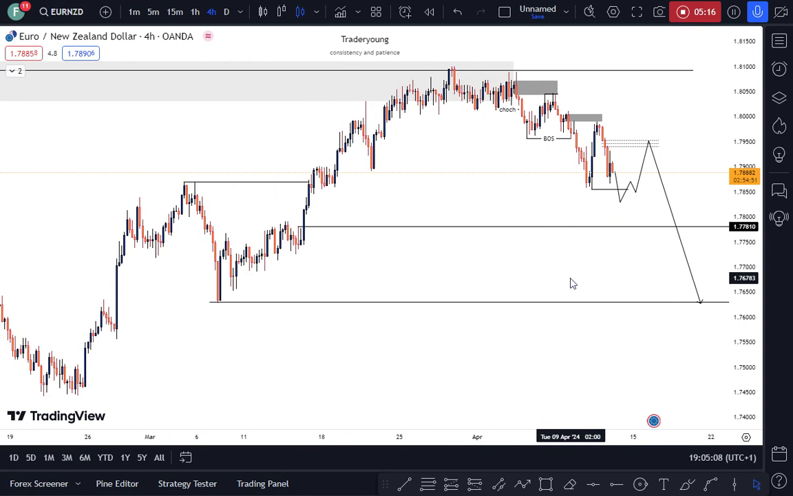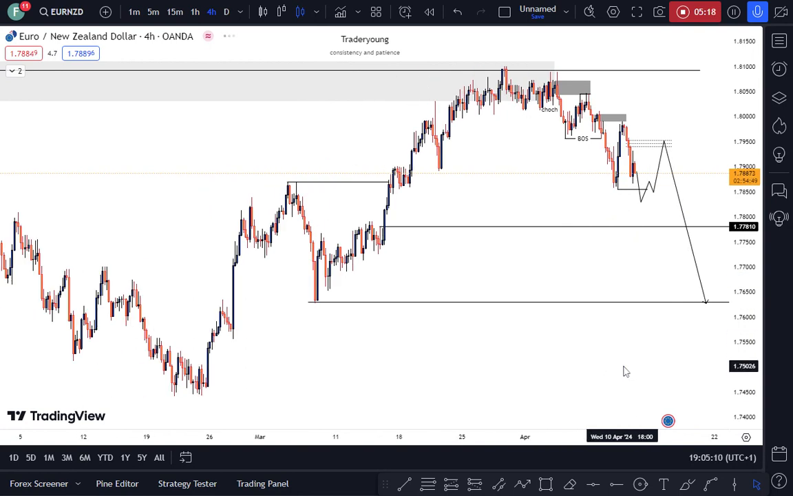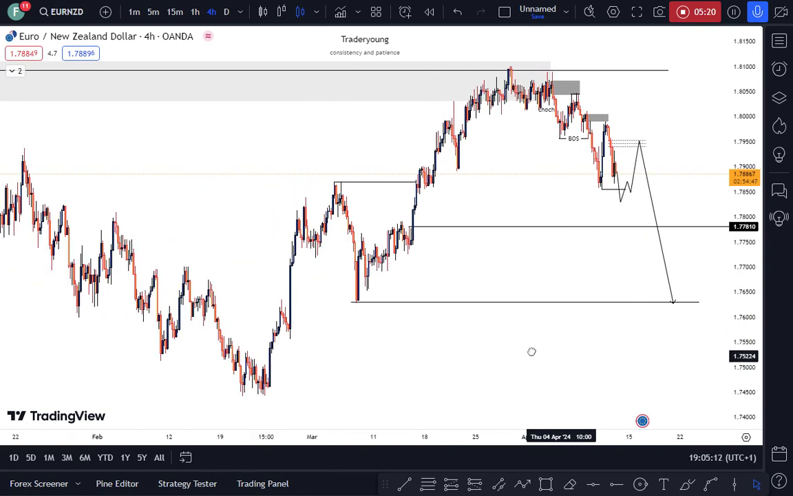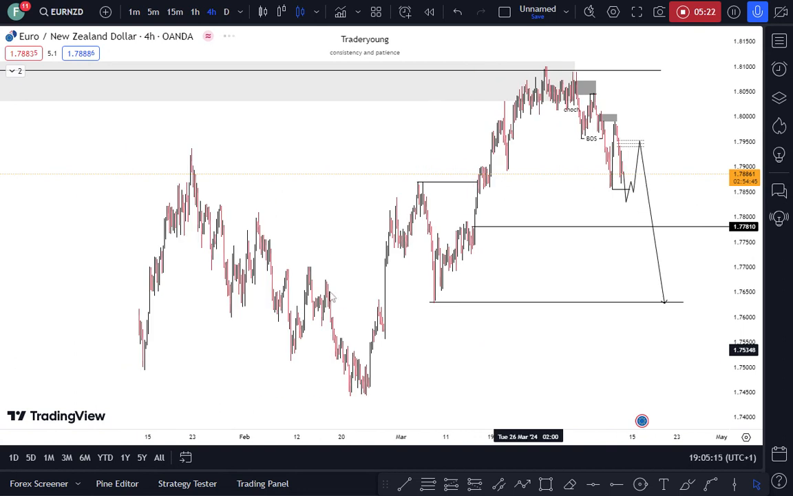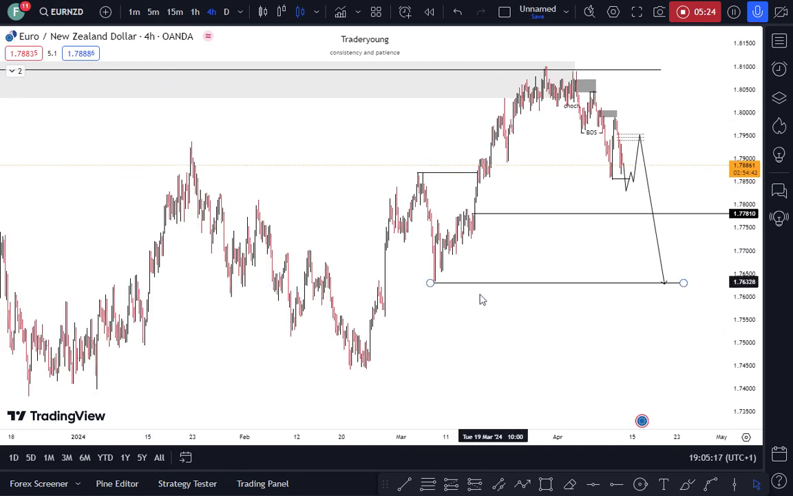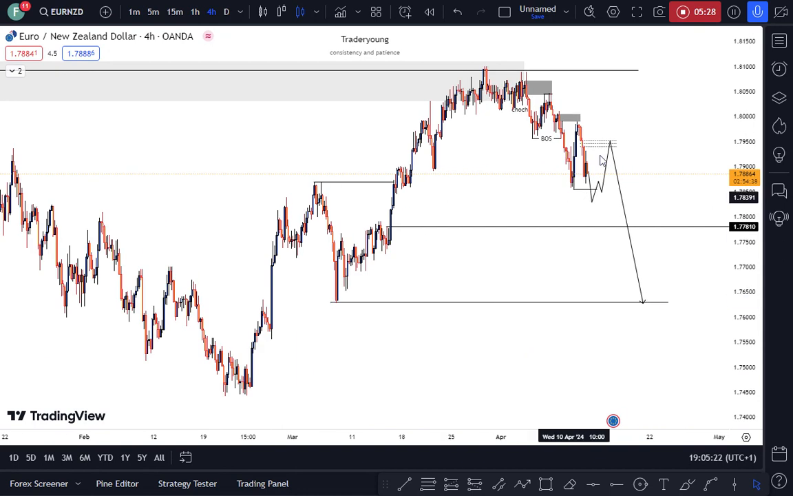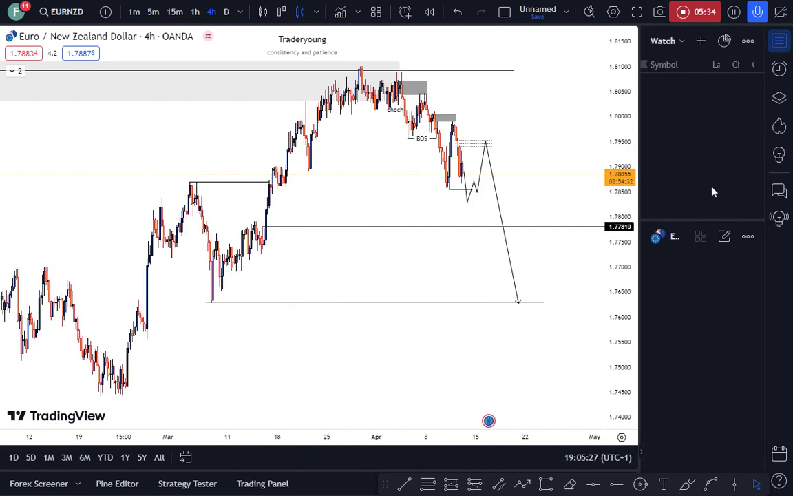It's going to be a swing trade, but I am more bearish on EURNZD than bullish. So for now, we look for sells on this pair. Going to GBPUSD and EURUSD. Let me see.